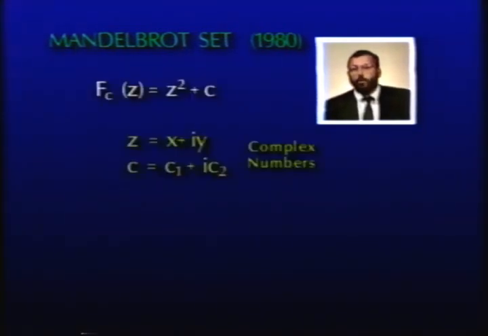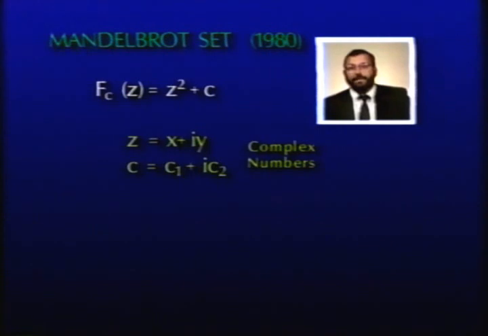Now let's turn to the Mandelbrot set. As with the orbit diagram, the Mandelbrot set involves iteration of a quadratic function. This time, however, the quadratic function is no longer real, but rather complex. We'll iterate the function z squared plus c, where both z and c are complex numbers.